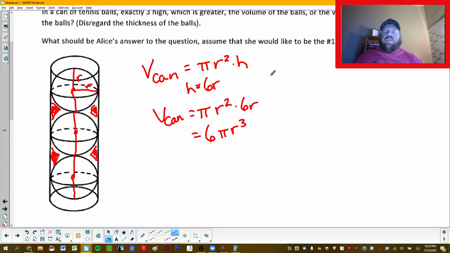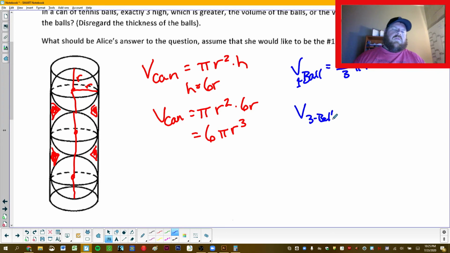Okay, that's good. Let's find the volume of one ball. Because eventually we're going to have to find the volume of 3 balls, but that's a little bit easier. So the ball is in the shape of a sphere, and so that's 4/3 pi r cubed. And that's all we needed. The volume of 3 balls that just barely fit in the can is going to be 3 times this, or 4 pi r cubed.